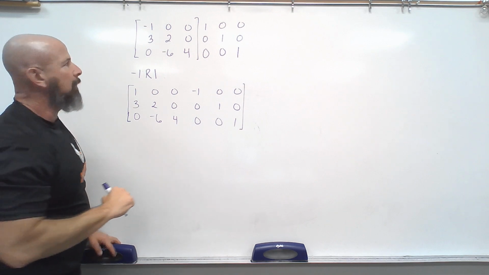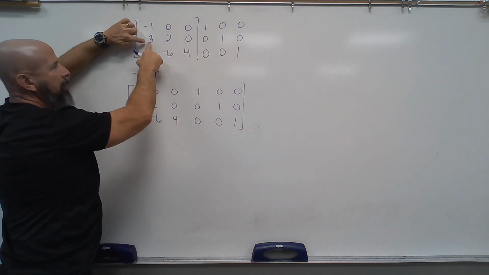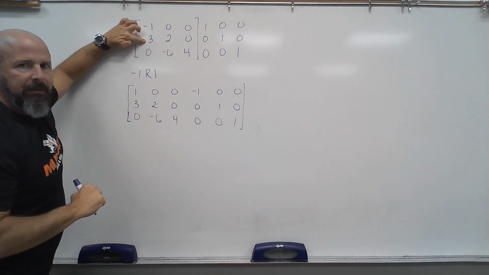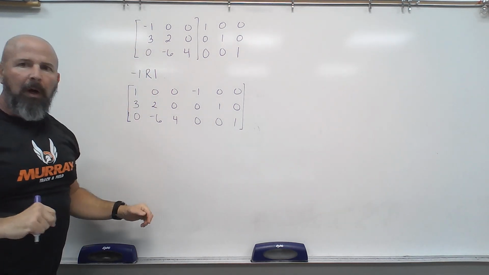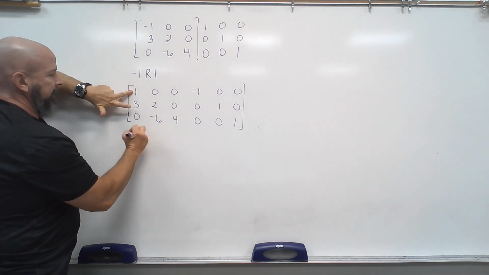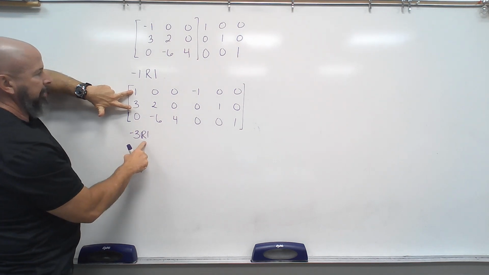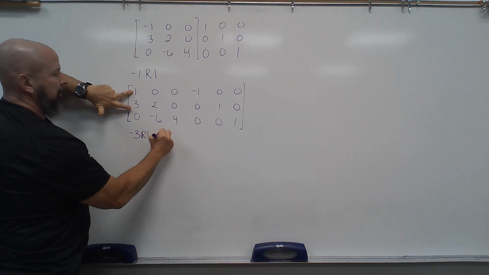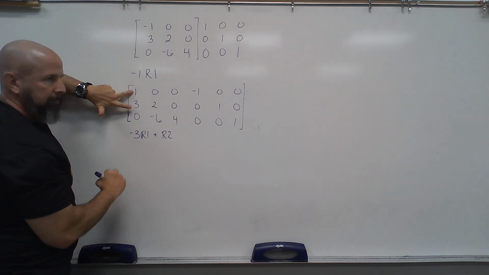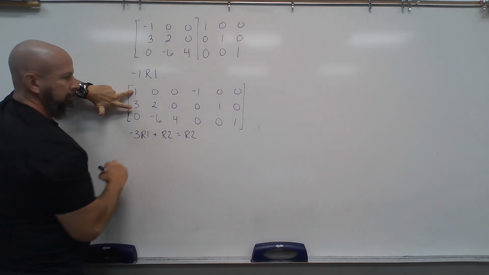I go to the second row. I want 0, 1, 0 over here. Well, that means I need a 0 where that 3 is. So using my row operations, all right, I can multiply row 1 by -3. So I'd have -3 times row 1 plus row 2. And I'm going to put that answer in row 2.